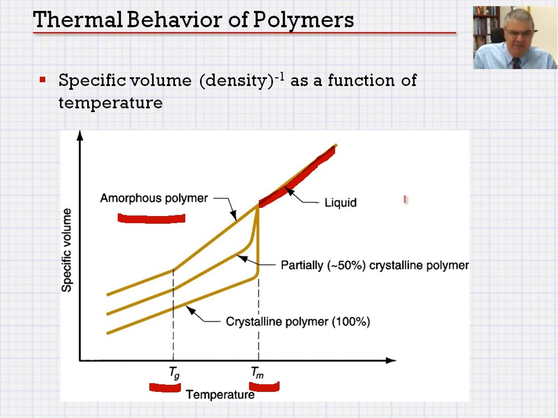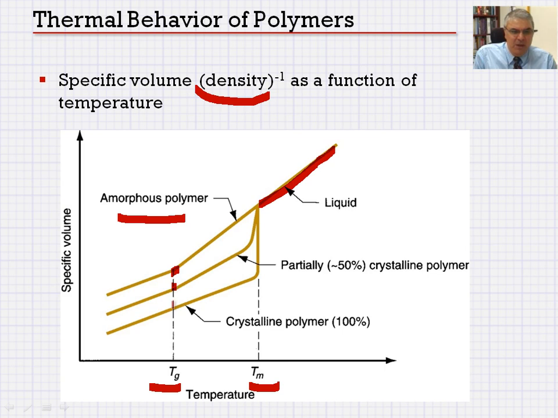In summary, specific volume is shown here. Specific volume is the inverse of density. So it's 1 over density as a function of temperature. So as we are affecting the density, this is the inverse of that. If the density is pretty high, then 1 over density is pretty low. And that's why as we're increasing the density, the specific volume actually drops.